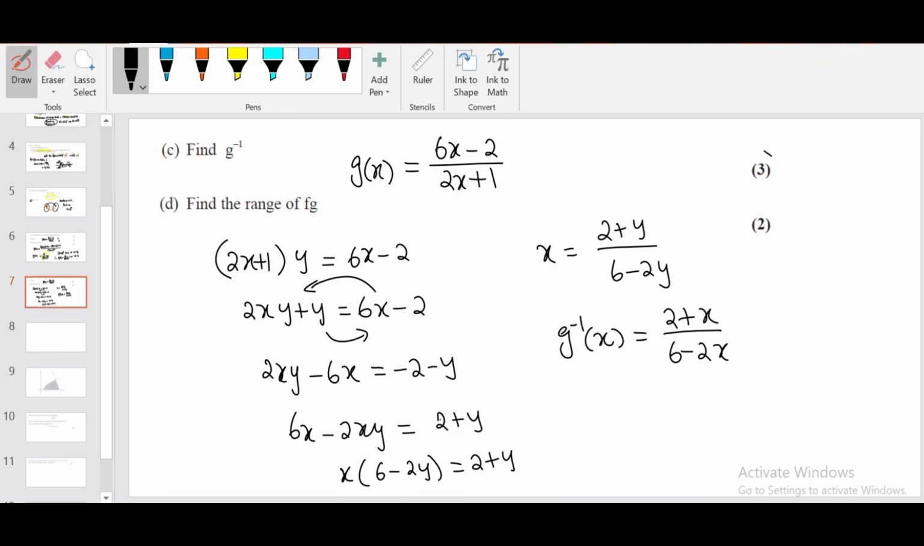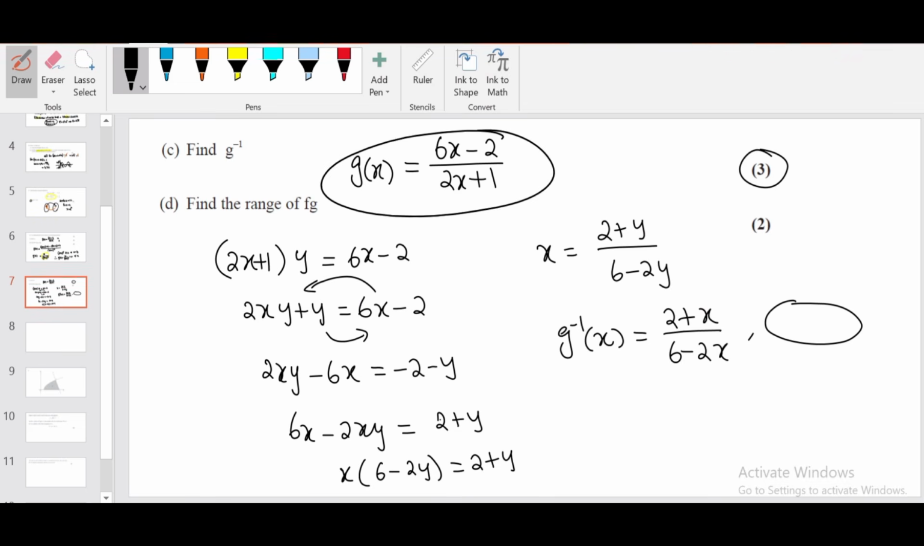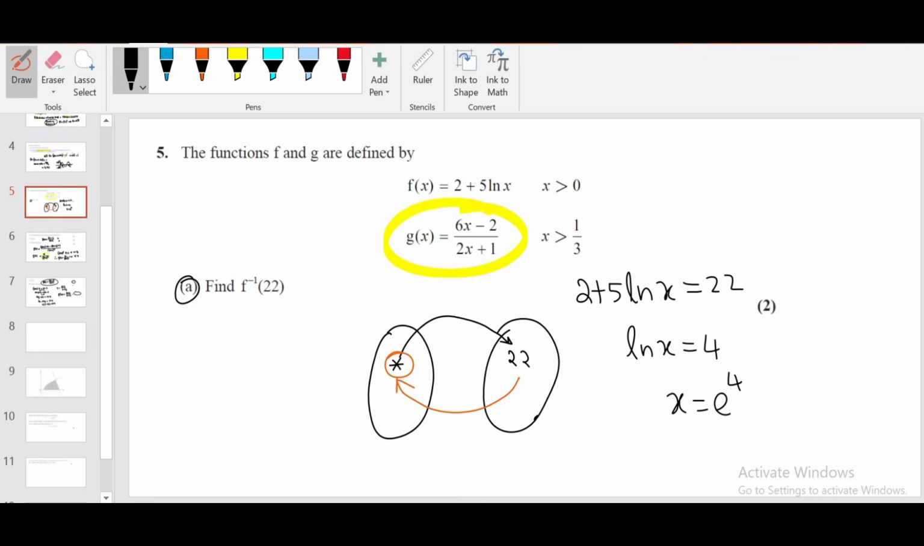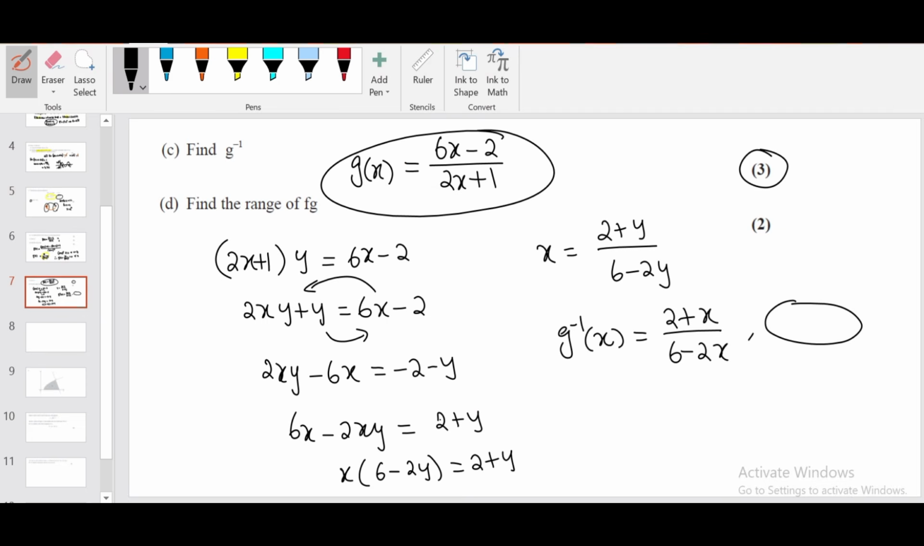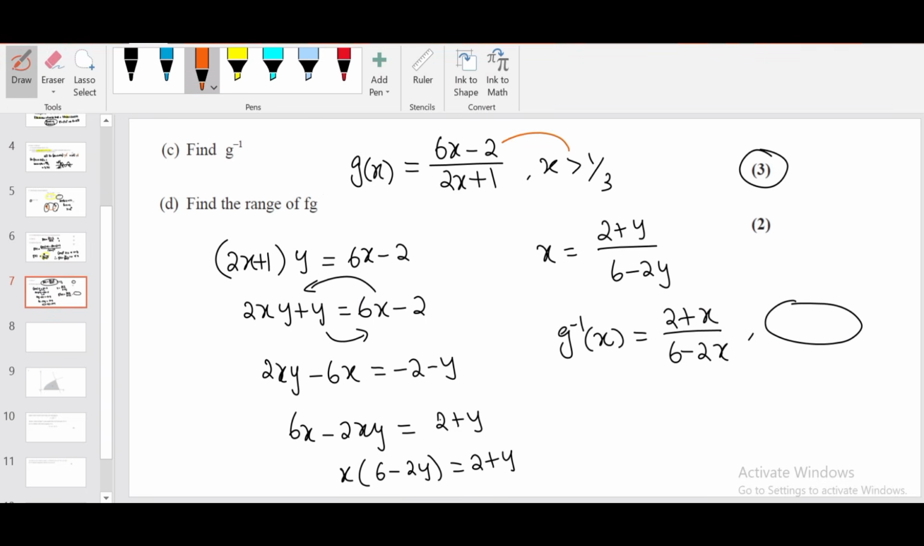But to get the full 3 marks, you need to find the domain of g inverse, which is the range of g of x. For this type of function, I have explained in one of my videos, there is a shortcut to find the range using the domain given. The domain given here, look at g of x, the domain is x is greater than 1 over 3. So what is the shortcut? Sub in the point here in the place of x. 6 times 1 over 3 minus 2, you will get 0. And then take the coefficient of x divided by the coefficient of x, you will get 3. So straight away, that's the range. 0 to 3 is the range, which is going to be the domain of g inverse.